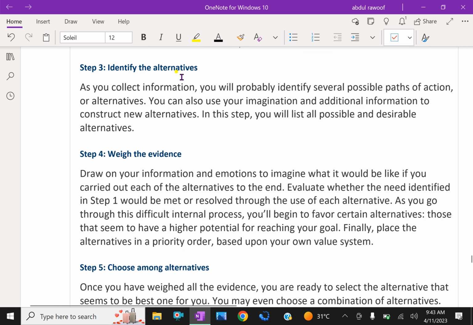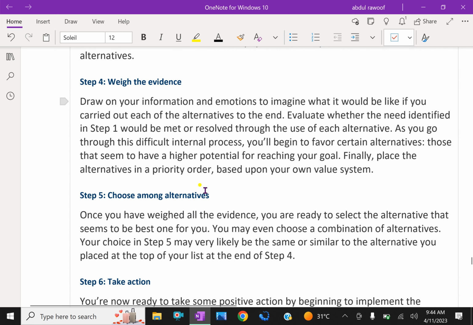Step 3, identify the alternatives. As you collect information, you will probably identify several possible paths of action, or alternatives. You can also use your imagination and additional information to construct new alternatives. In this step, you will list all possible and desirable alternatives.